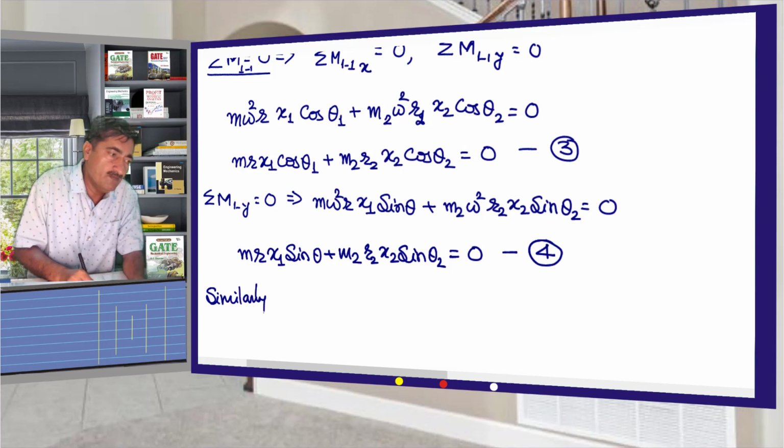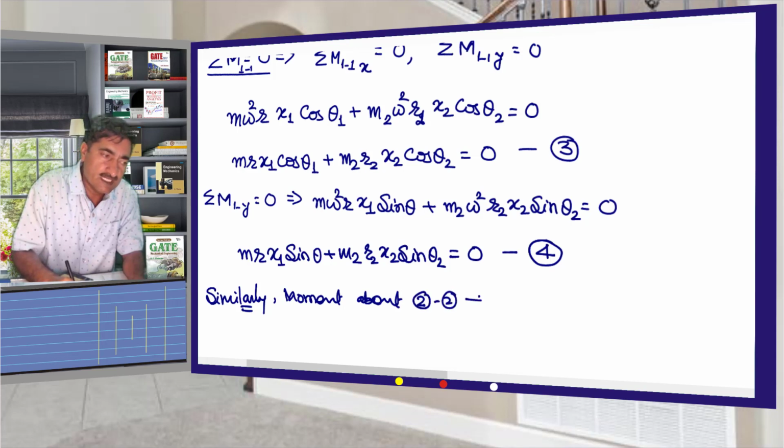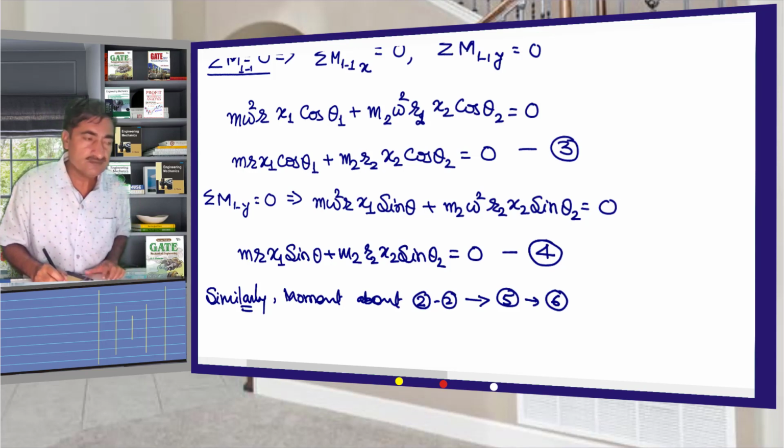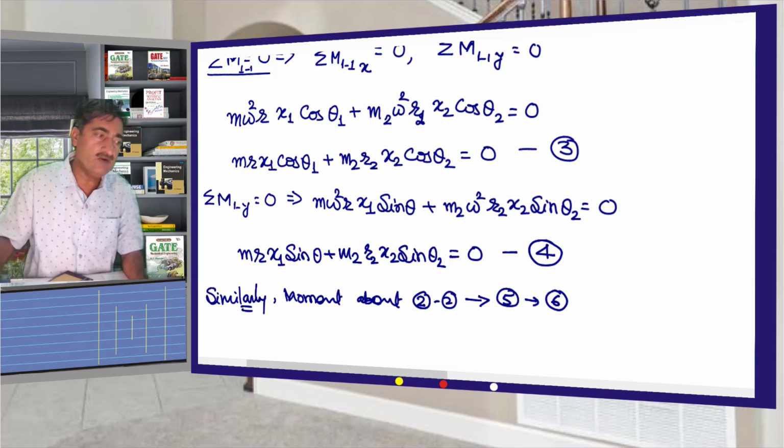Similarly, taking moment about plane 2 gives the same result, means equation 5, and we get equation 6 if needed. Now there are 4 equations. So we can calculate from 4 equations.